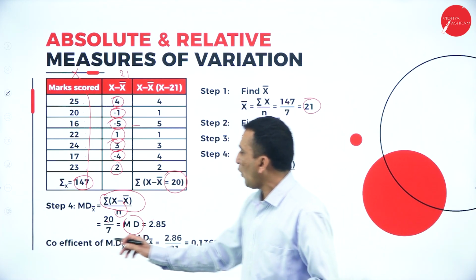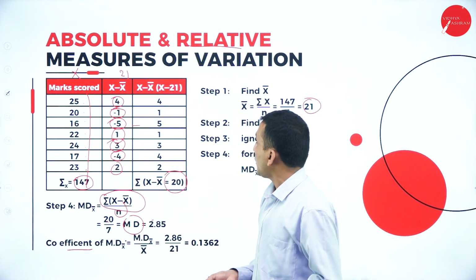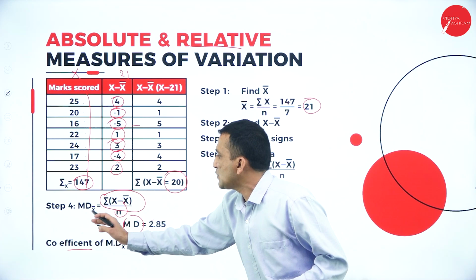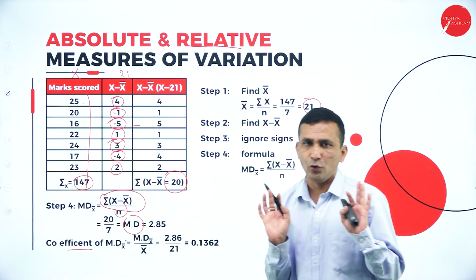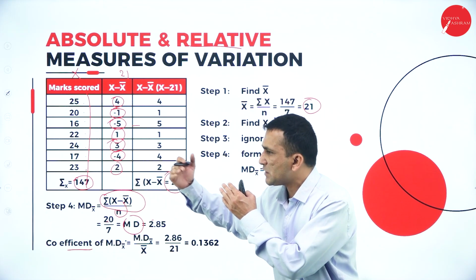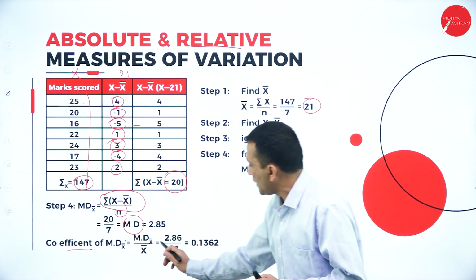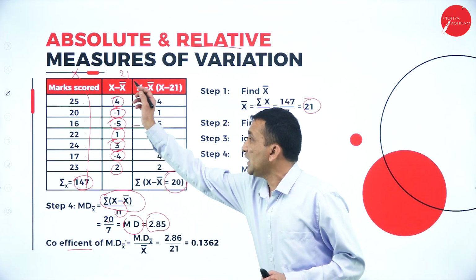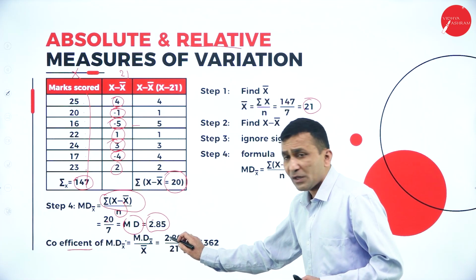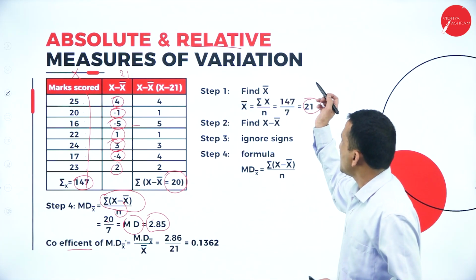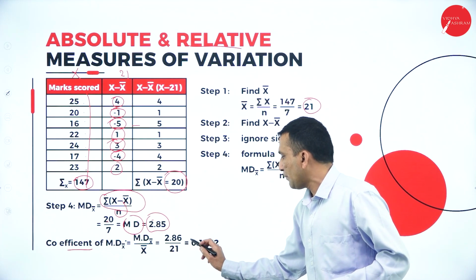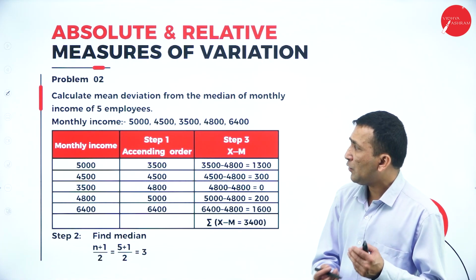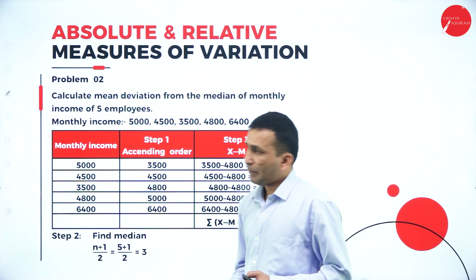Now, at the time of calculating the coefficient, which is the relative measure of variation, the formula is very simple. What you calculated as the absolute mean deviation from x bar, I am writing as the numerator. The denominator is x bar, because it is completely based on the mean. We already simplified x bar as 21. So if you simplify, you are getting 0.1362.